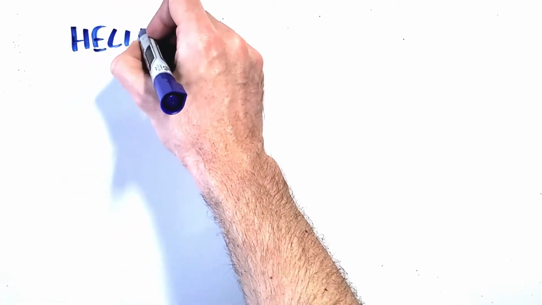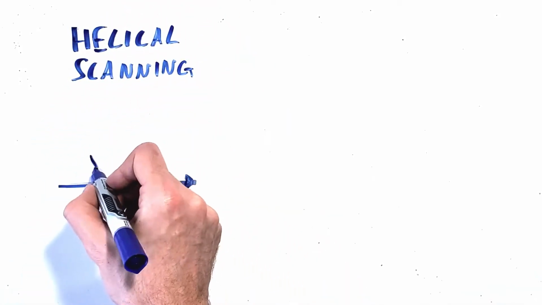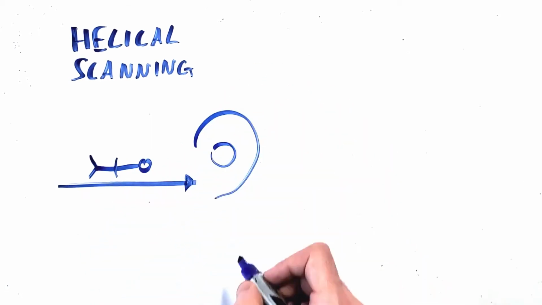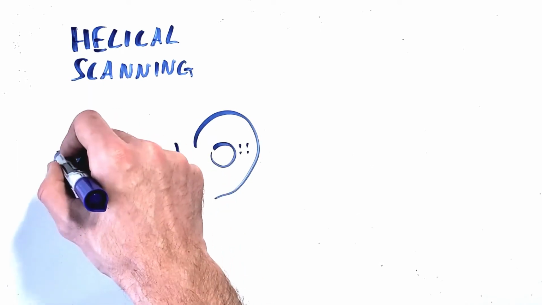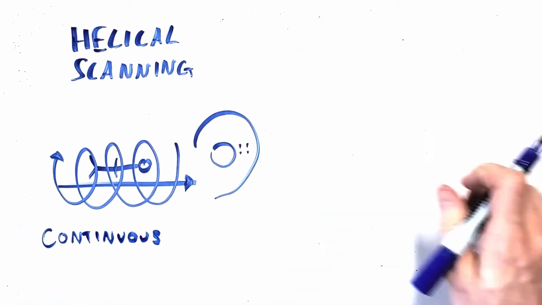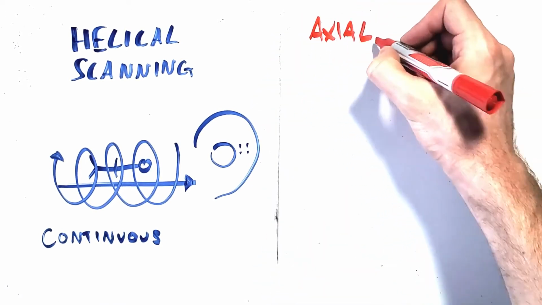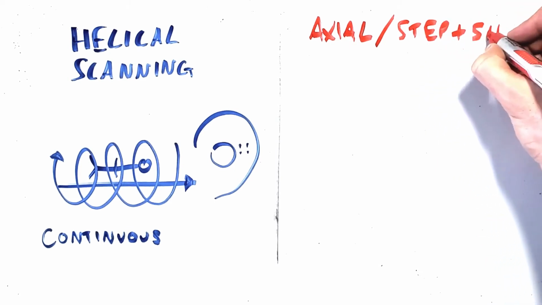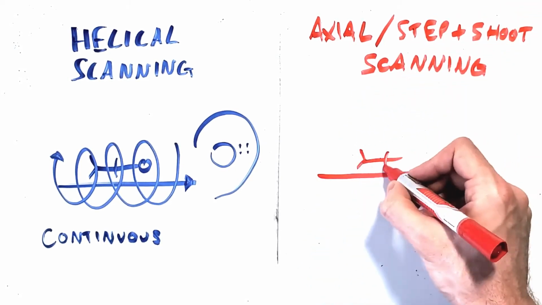This is significant because it allowed for the continuous acquisition of data in what's called helical scanning, where the scanner acquires data in a spiral pattern wrapping around the patient, acquiring continuously while the patient moves through the scanner along the Z-axis. This is in contrast to axial scanning or step and shoot scanning, where the scanner would acquire one rotation, move the table in, acquire the next rotation, move the table in again, and so on.